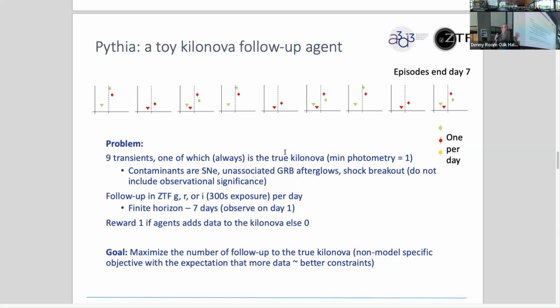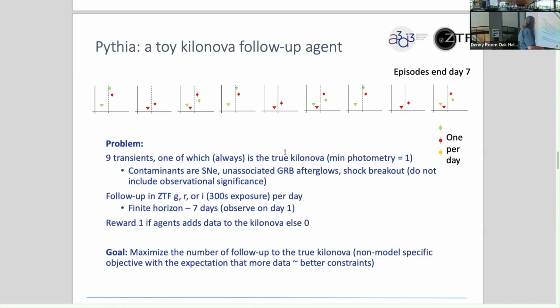We have 9 transients we're considering, and one of them is a real kilonova. The others could be gamma ray bursts, supernovae, or things that masquerade as one. We do follow-up, and we can take 1 action a day: a G observation, an R observation, or an I observation. There's a finite horizon of 7 days. If the kilonova gets data added to it, that's a score of 1, else it's 0. That's our basic, simple setup, and what we want to do is maximize the number of follow-ups assigned to the true kilonova.